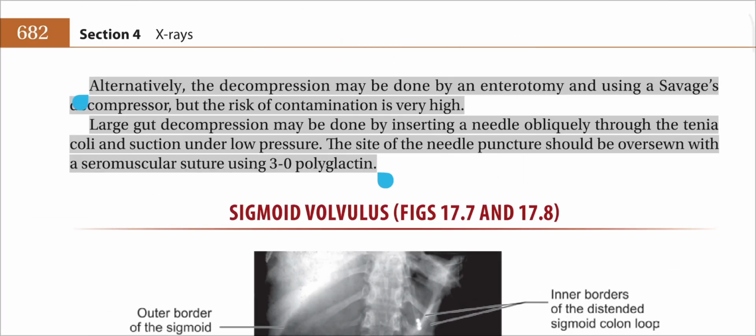Alternatively, the decompression may be done by an enterotomy and using a Savage's decompressor, but the risk of contamination is very high. Large gut decompression may be done by inserting a needle obliquely through the taenia coli and suction under low pressure. The site of the needle puncture should be oversewn with a seromuscular suture using 3-0 polyglactin.